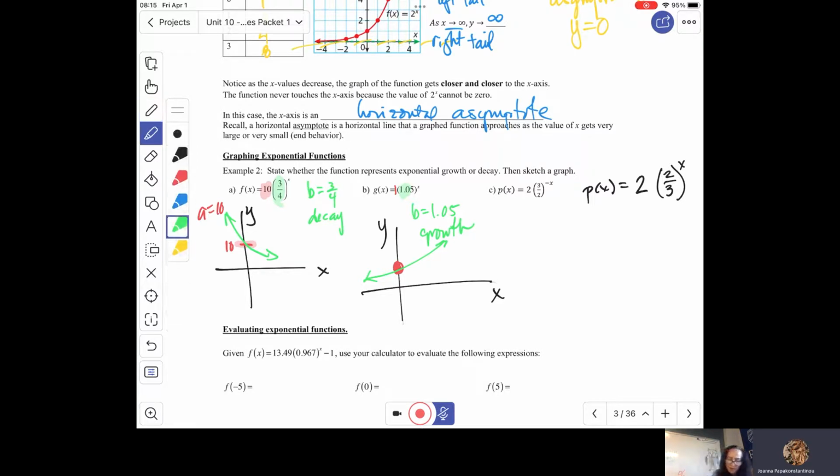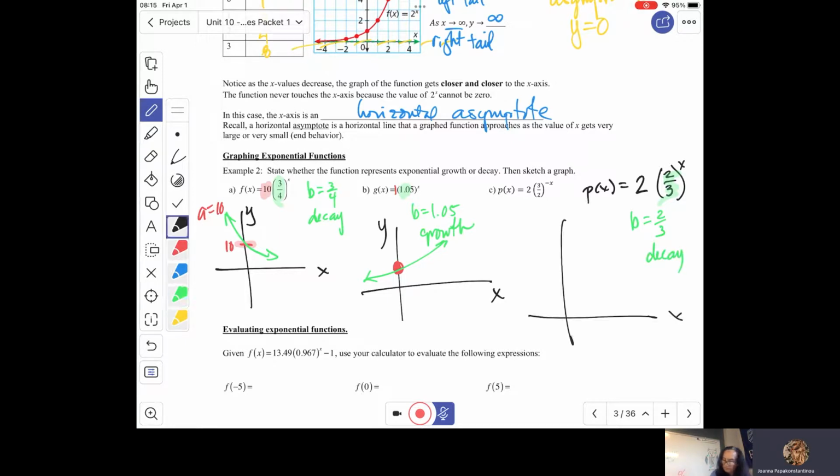So now what is B? Now it is at this point that I can identify B. B is 2/3. Is this growth or decay? It is decay. And where do I cross my y-axis? At y equals 2. So my y-intercept is (0, 2). Let me go ahead and label these. And it is decay. So there we go.